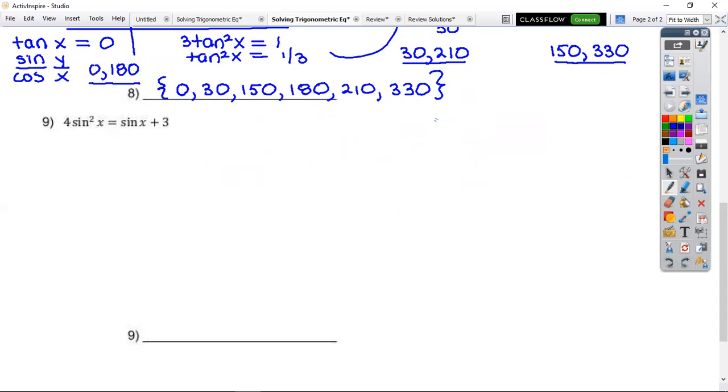Number 9. Actually, I don't even need to do any identity work, do we? No. This is a quadratic again. So I'm going to get this equal to 0. So we're going to go 4 sine squared x minus sine x minus 3 equals 0. Okay. Your choices are AC factoring or quadratic formula. I would always favor the AC factoring.